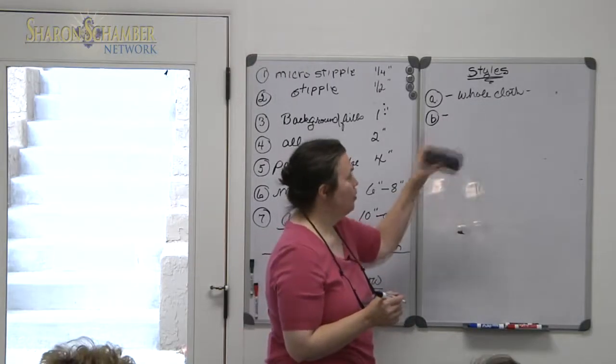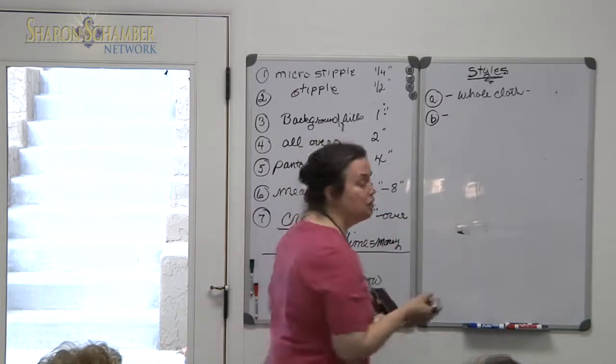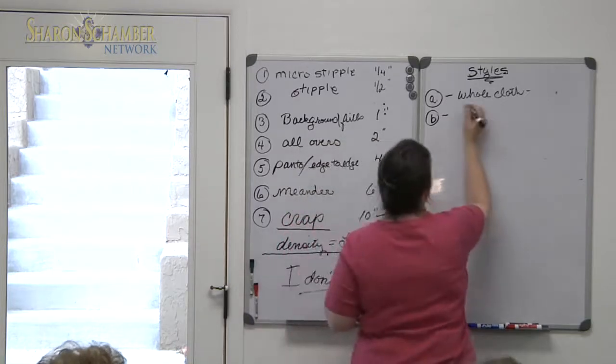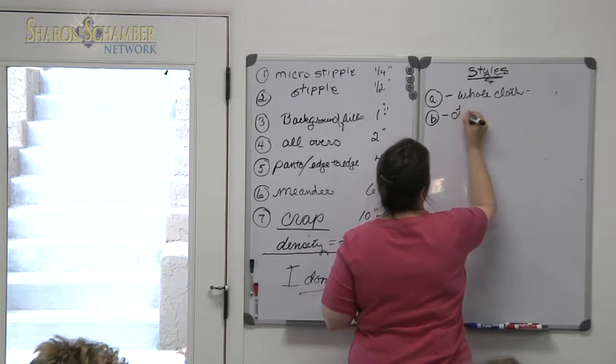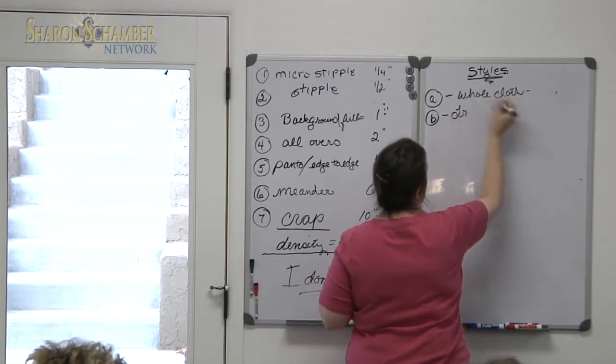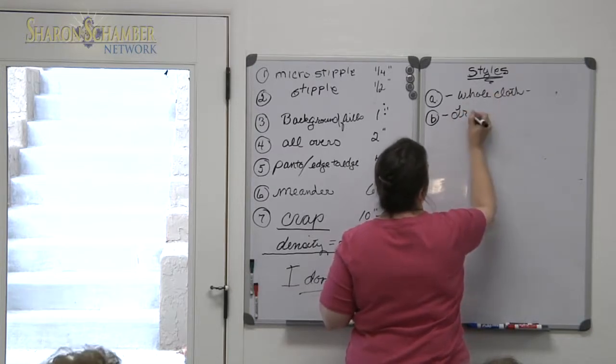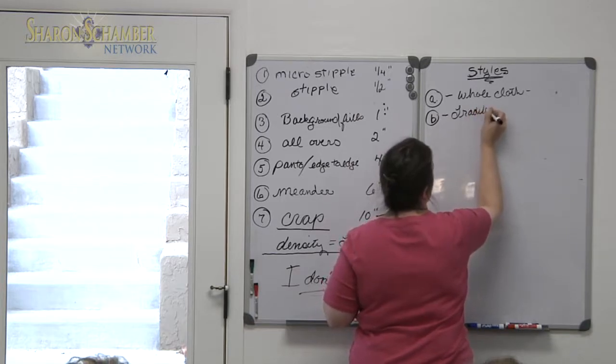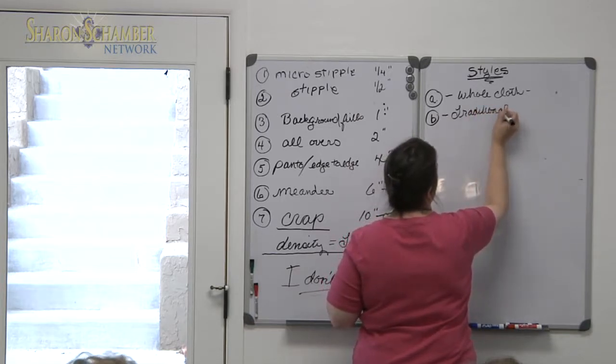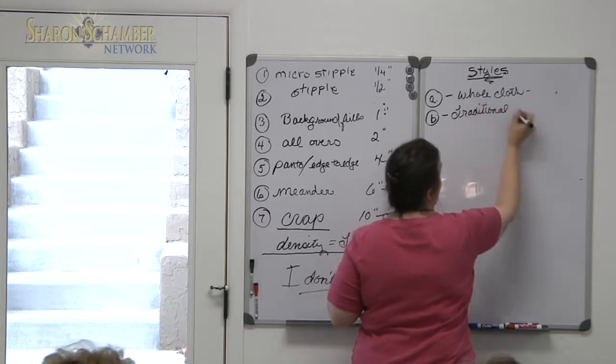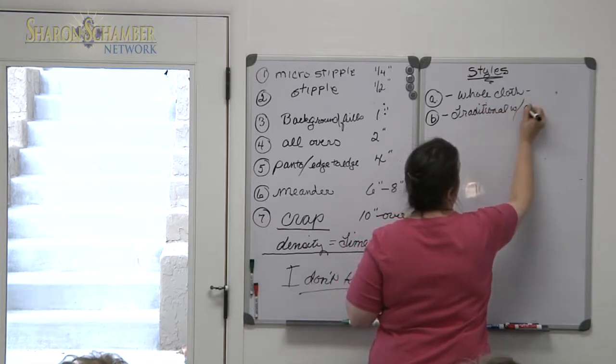Styles of quilts. Whole cloth. The next one is traditional with applique. You can see how that would be really less work than that. Traditional. I'm going to try it on my own. Did I do it? No. Really? Wow.